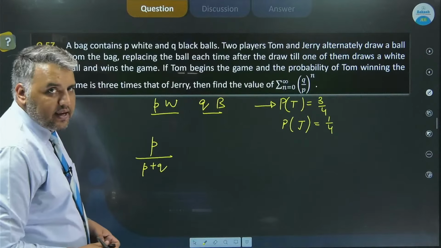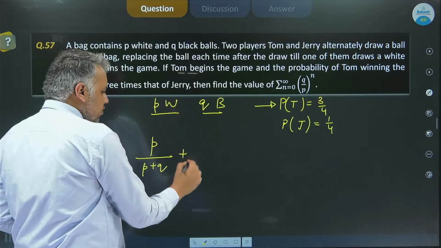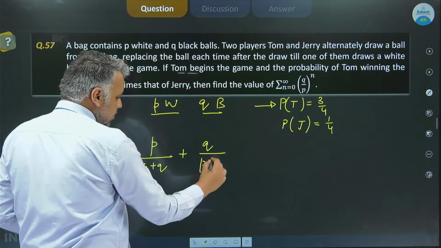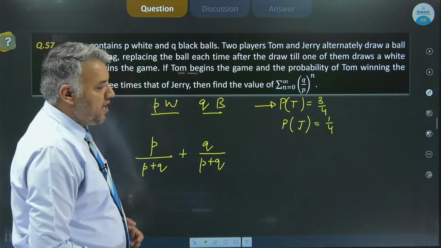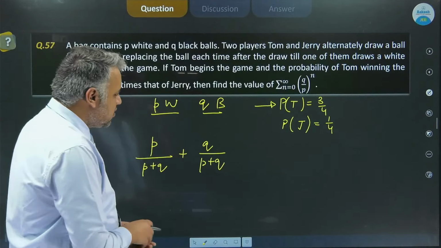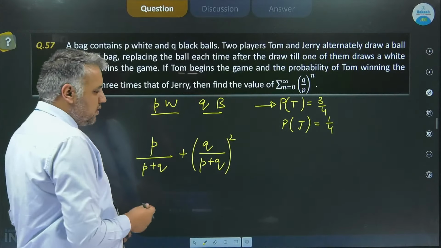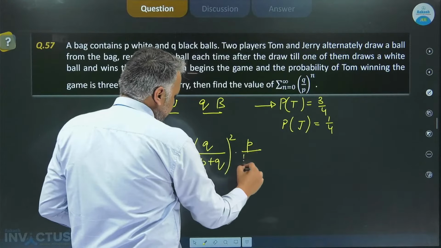Or in the first draw, Tom gets a black ball and replaces it back. The probability is Q upon P plus Q. Again, the second draw will be Jerry's. Now he must not win the game, he must draw a black ball only. So drawing a black ball by Jerry is again Q upon P plus Q. So it's all squared. And in the third draw, Tom wins the game, so P upon P plus Q.